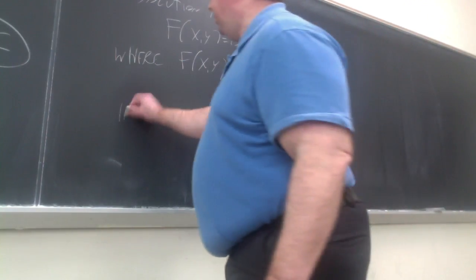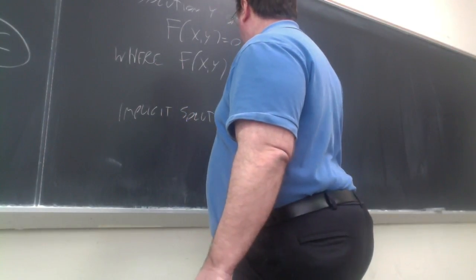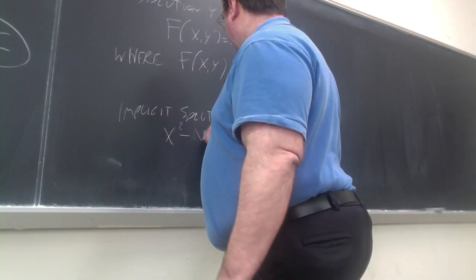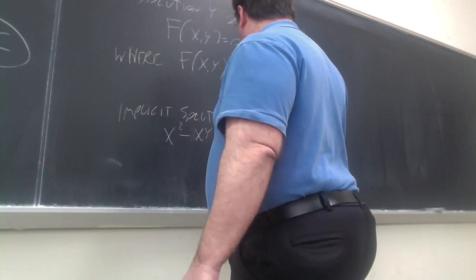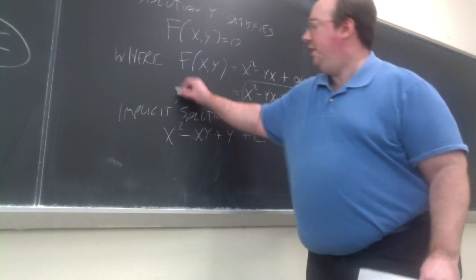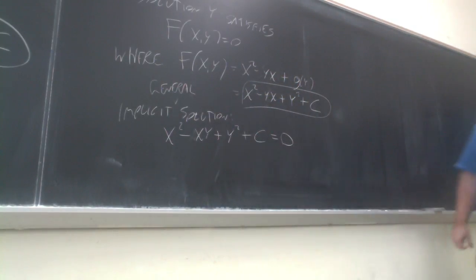So the implicit solution is this equation: x squared minus, actually, let's write xy, plus y squared plus c is equal to 0. But this is the general solution. In other words, any solution of this differential equation has this form. But we still have the initial condition to take into account. But before we handle that, any questions up to this point?